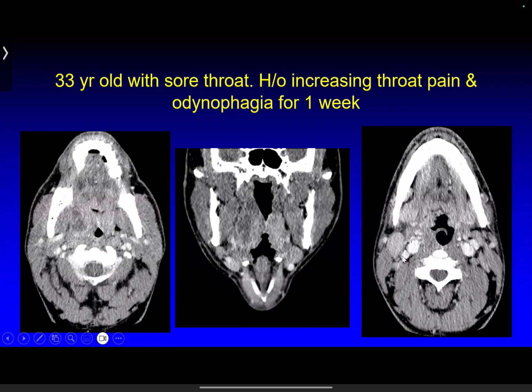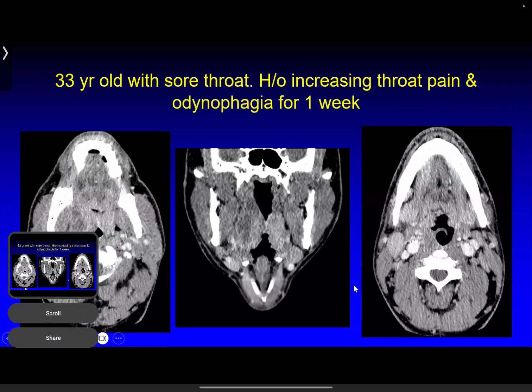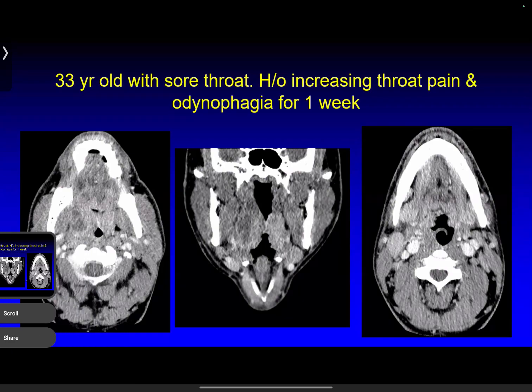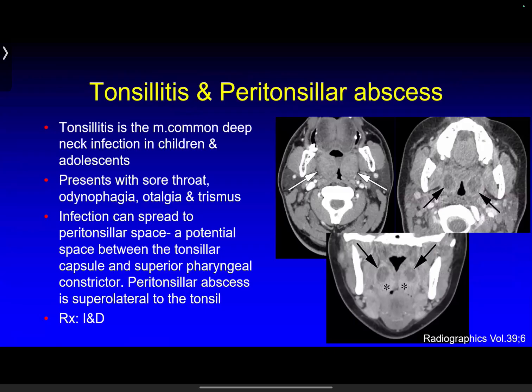Further down, an enlarged hyper-enhancing right level 2A lymph node. So this was acute tonsillitis complicated by a peritonsillar abscess. Now, tonsillitis is the most common deep neck infection in children and adolescents.